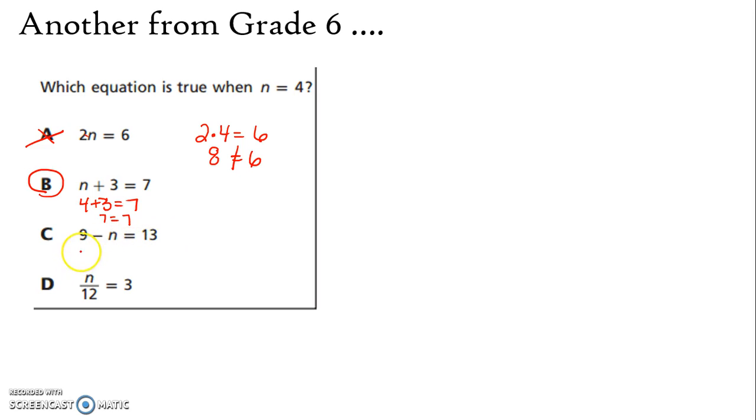9 minus n is 13. I could always do 9 minus 4 and check if that's 13. Oh, what's 9 minus 4? Oh gosh, 9 minus 4 is 5. 5 doesn't equal 13. So we know 4 is not a solution to that equation. Substitute 4 in place of this n. We have n over 12 equals 3. Well, if I put a 4 in place of n, 4 over 12 does not equal 3. 4 over 12 is actually 1/4, or 0.25. All right, so that's just a quick review of checking equations, taking what we think is a solution and substituting it back in.